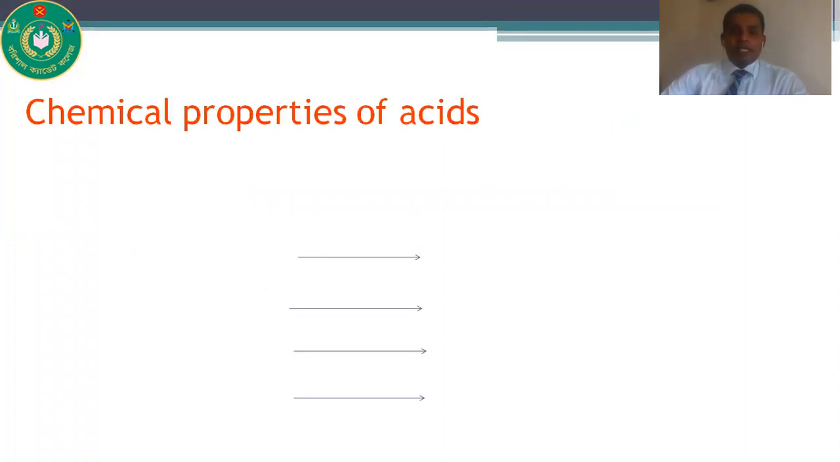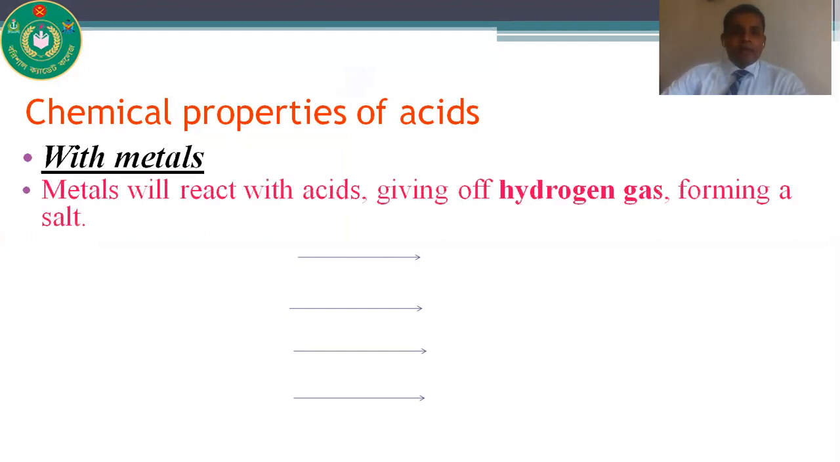In my previous lecture, I discussed the definition of acid, the definition of bases, and the physical properties of acids and bases. So today, I am going to discuss the chemical properties of acids. First one is with metals. That means when acid reacts with metals, it gives hydrogen gas and forms a salt.